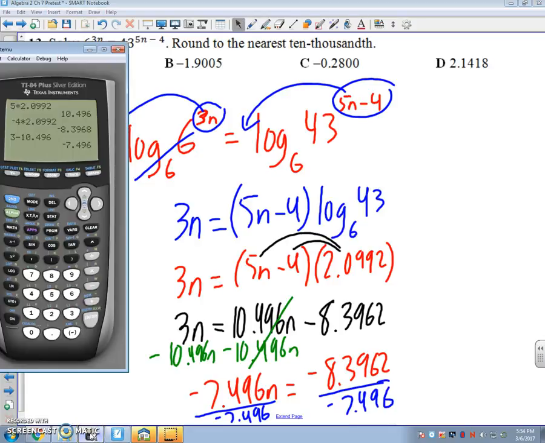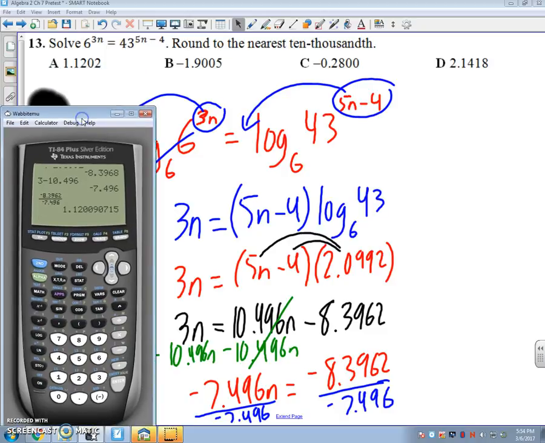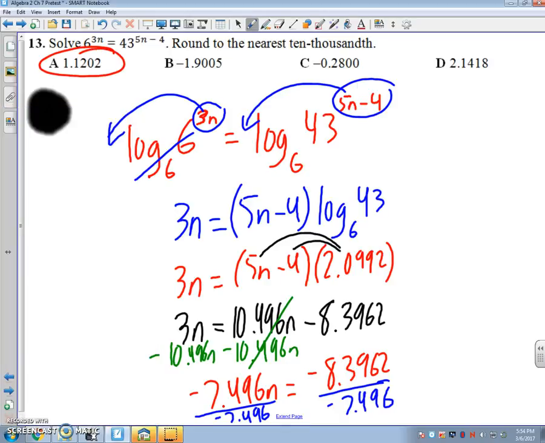Solving for n, I have to divide by this decimal. So n equals negative 8.3968 divided by negative 7.496, which is 1.1201. The closest answer up there is A, 1.1202. If you did the exact answer, you would have got that without doing the rounding part.